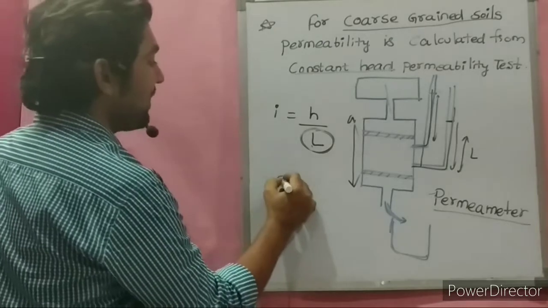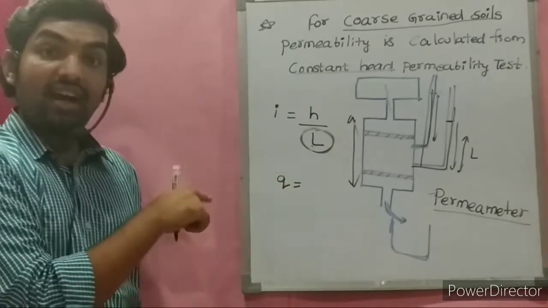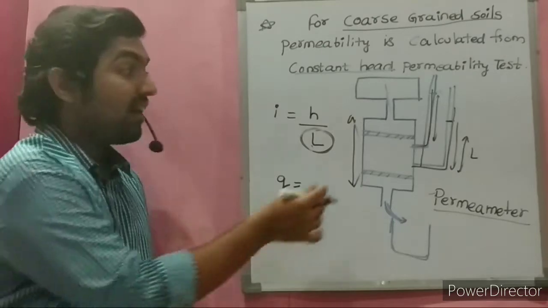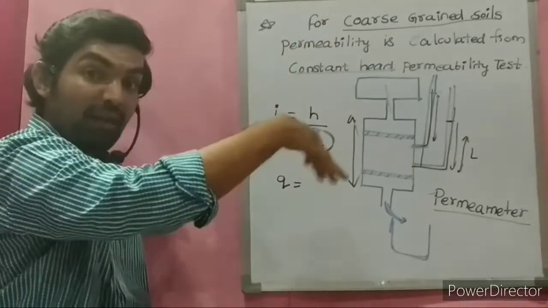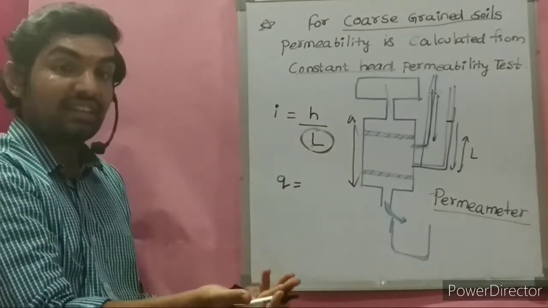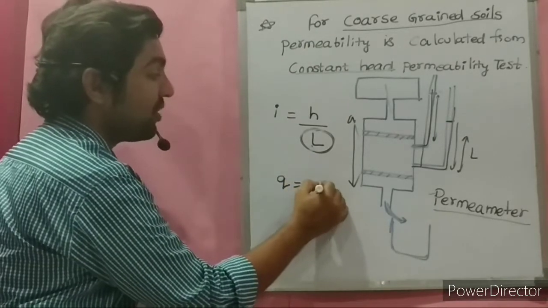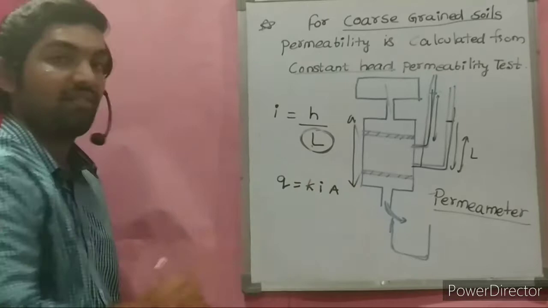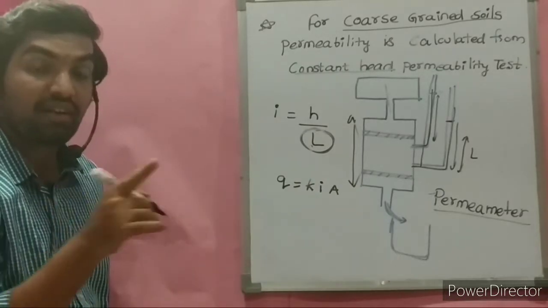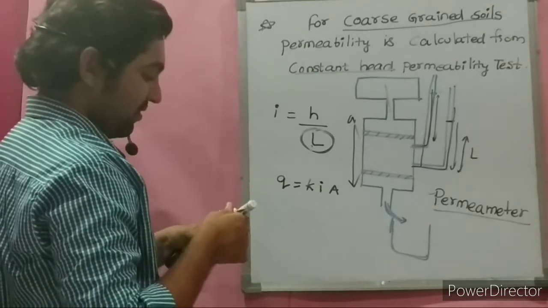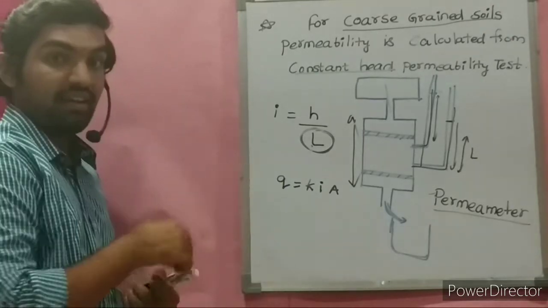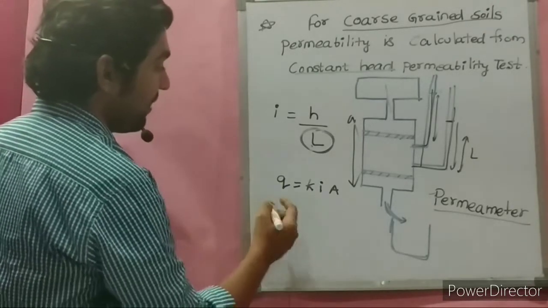So Darcy's law is applicable. Why? Because the soil is fully saturated. By maintaining the head constant, you are pumping the water, thereby the soil is fully saturated. Hence, Darcy's law Q is equal to Ki is applicable here. It is not partially saturated soil, mind you. It is fully saturated soil. So Q is equal to Ki.